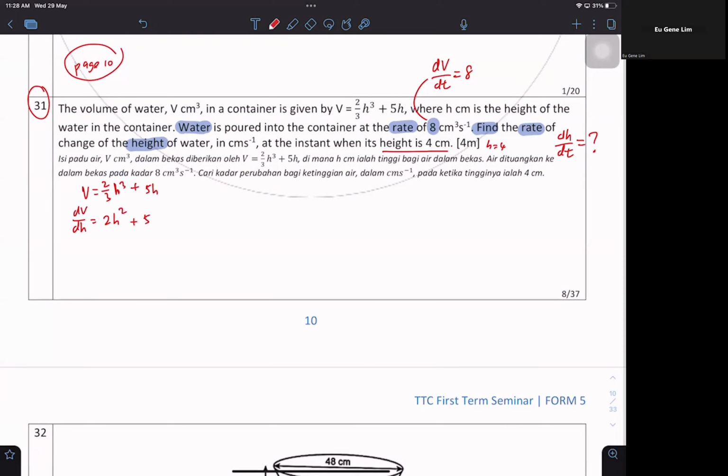Then after you differentiate, you substitute. Always like that, always substitute after you differentiate. You see, they say h equals 4. Yeah, sub. So press the calculator. 37.